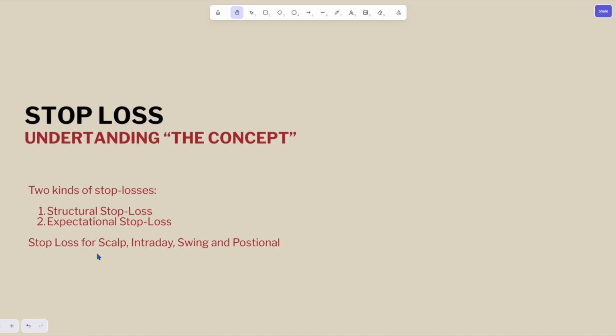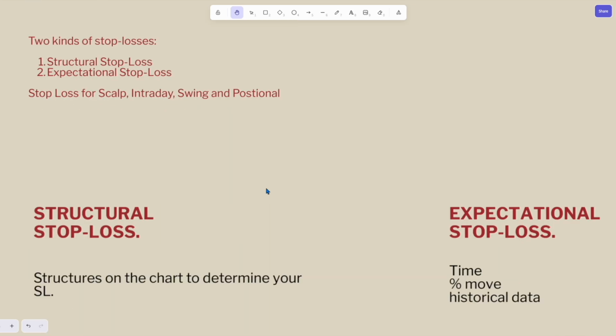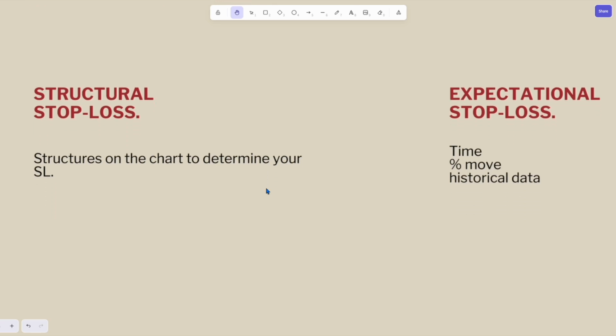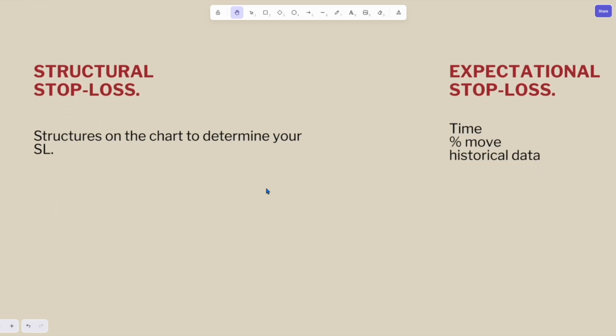Then we will see, if you're doing scalping or intraday, what kind of stop loss and how this concept works here, and what is the difference in using the concept of stop loss for swing trading and positional trading as well. And then we will touch up a little bit on the risk management part and stop loss. All right, let's begin the lecture, and let's first see what these two are and what's the larger difference between them.